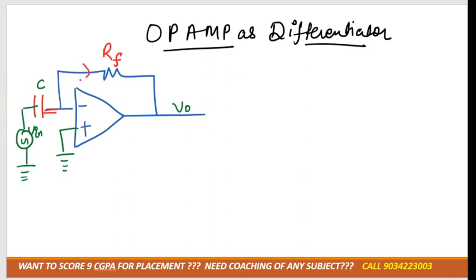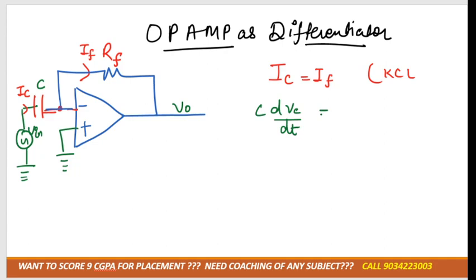So I can mark here that in this branch IF current is flowing and in this IC current is flowing. Again, can I write down by applying KCL that IC is equal to IF, right? Because no current is moving into the op-amp due to the concept of virtual ground. So IC, as you know, is how much? C dVc by dt, right?